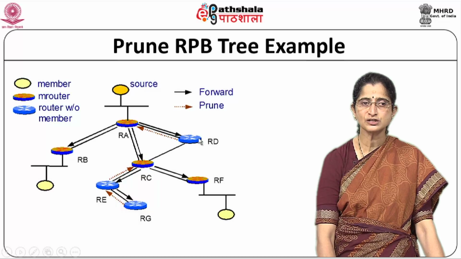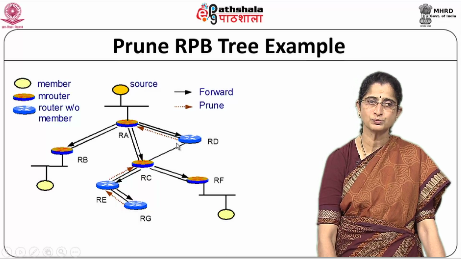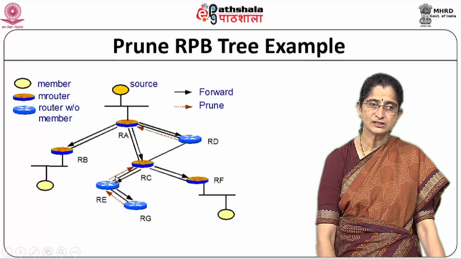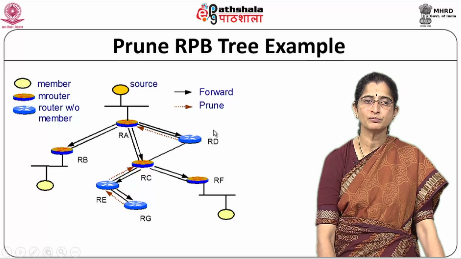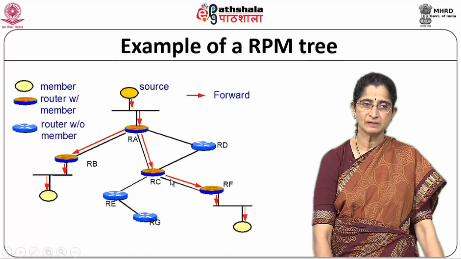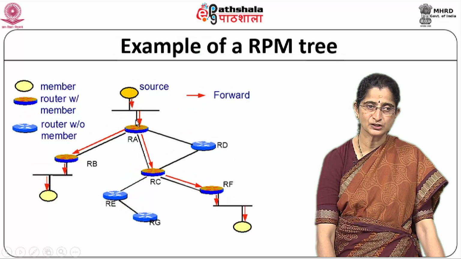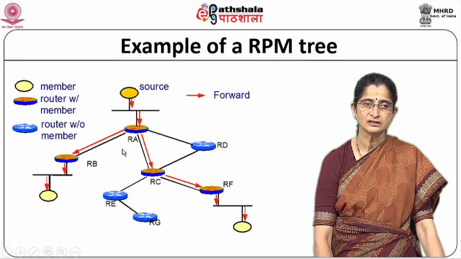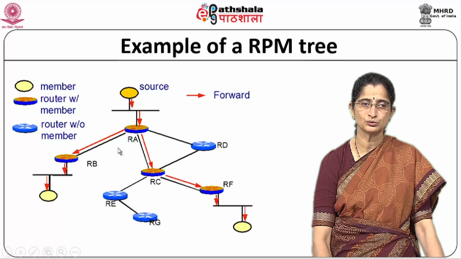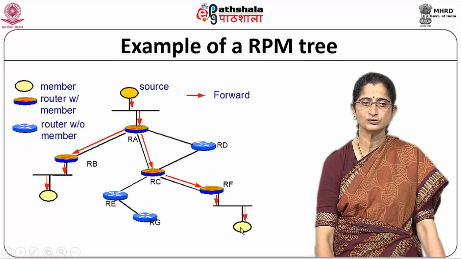Similarly, RD also does not have any members belonging to the group, so RD will also send a prune message here. So, RE, RG and RD can now be removed from this tree. What we will end up with is a reverse path multicast tree, which connects the source through the shortest path to the 2 members that belong to this group. So, you get this path here through RB to this node, and through RC and RF to this particular node.